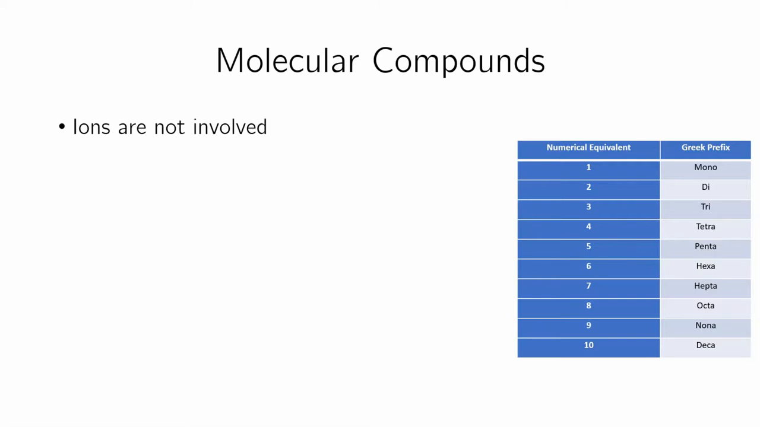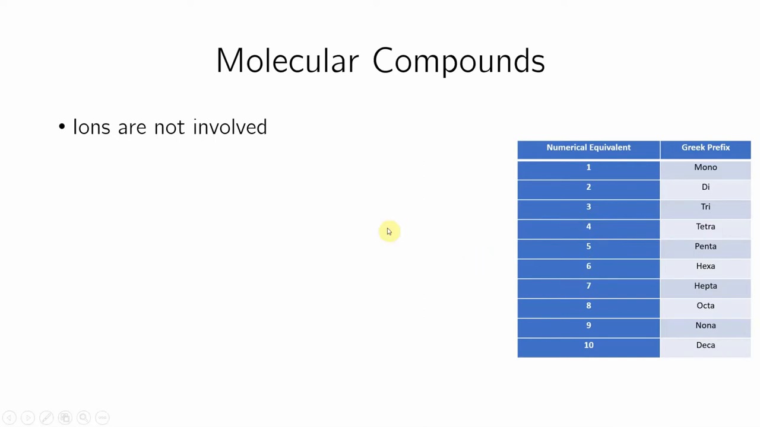We did that. Molecular compounds. In molecular compounds, as we mentioned, ions are not involved, and I only have nonmetals. And you need to, I'm sorry, memorize these Greek prefixes. 1 is mono, 2 is di, 3 is tri, 4 tetra, etc.